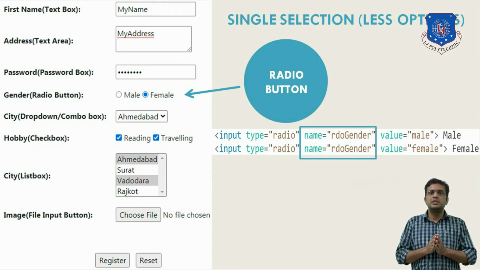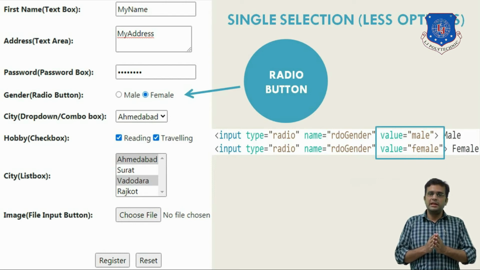Another property is the value property. All the form elements which are used to provide options to the user must have a value property. In the case of a text box, the value is set by the user. But in this category, we are providing the user just options and the user can only select one or more options. So you have to set the value property for all form elements which are providing options to users.